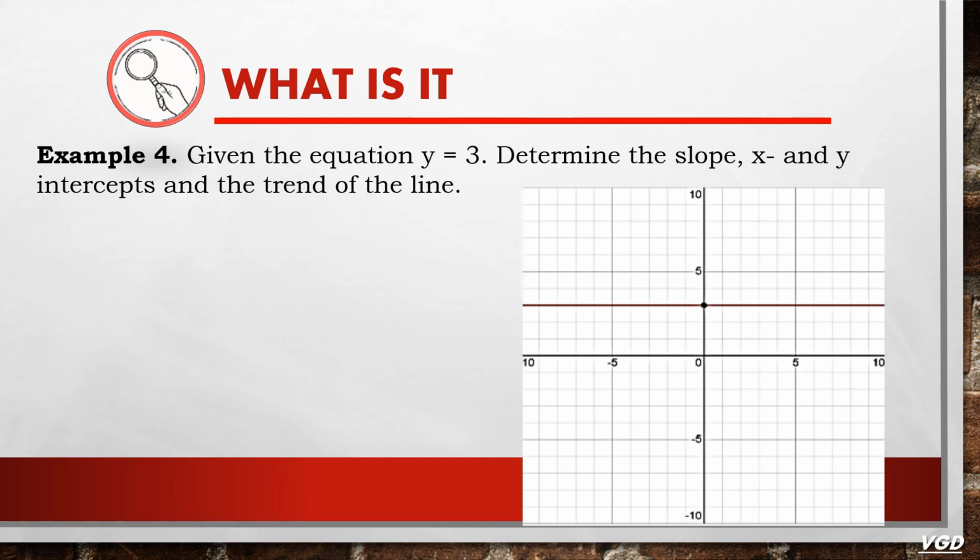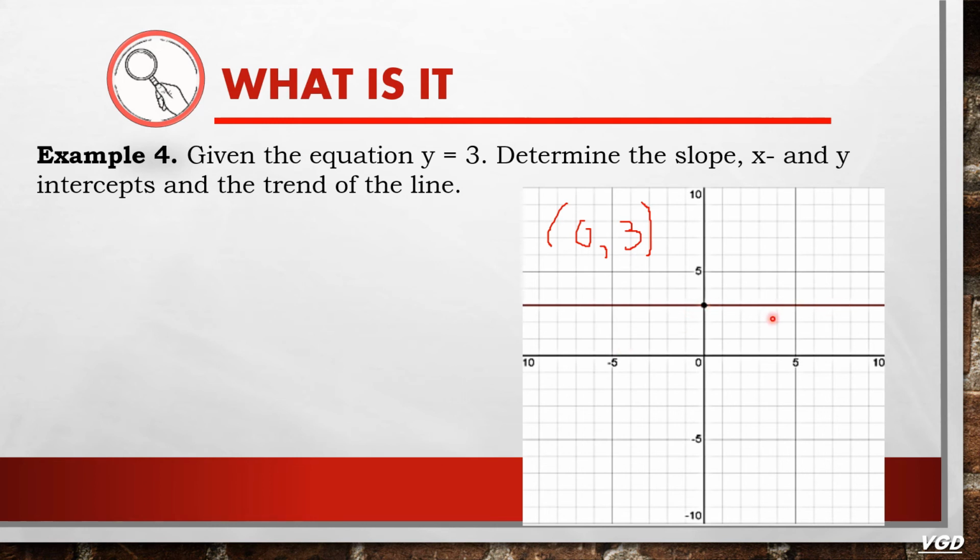Now, let's have this example 4. Given the equation y is equal to 3, determine the slope, the x and y intercepts, and the trend of the line. So, the first thing that we are going to do is to look at the graph. As you can see, the graph is in horizontal form. And since our y is 3, it means we have the ordered pair 0, positive 3. That's why we got here the point 0, 3.